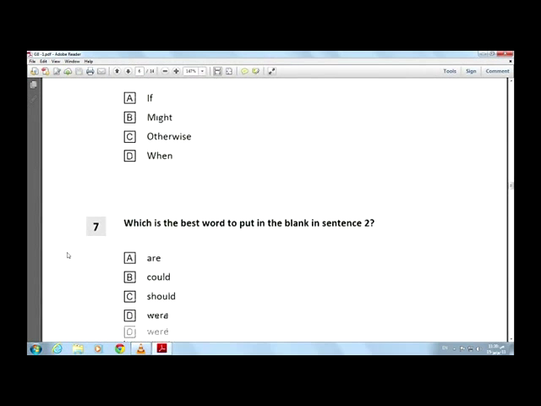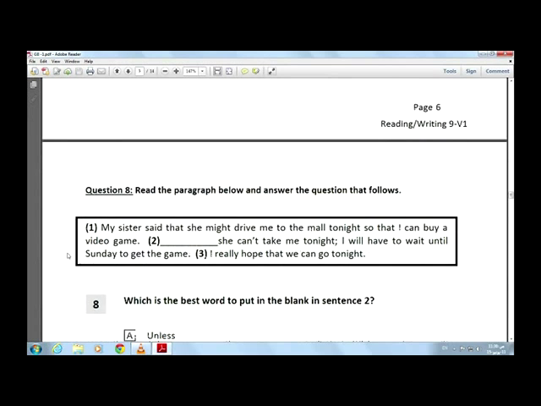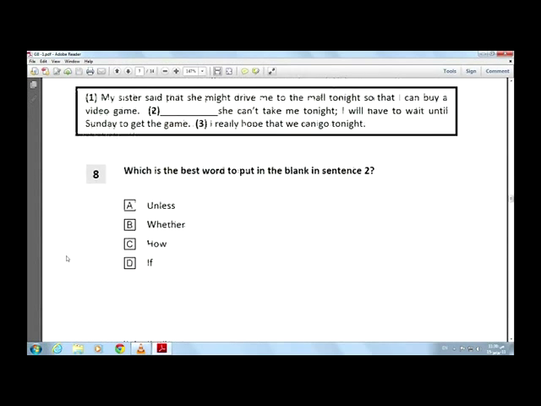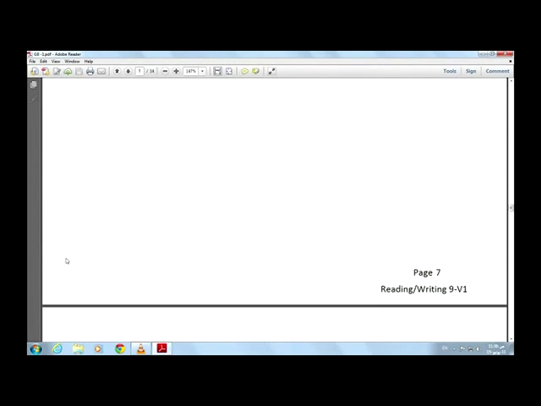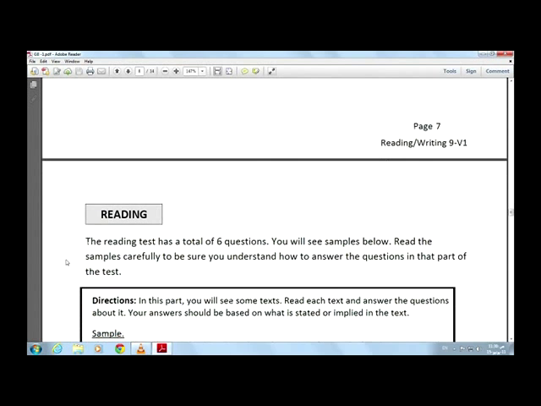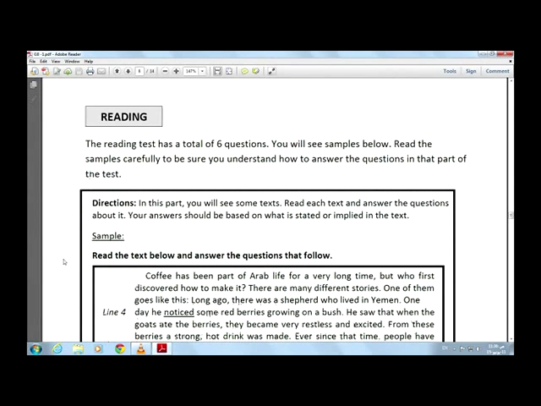After finishing these questions, as we said, we have this part with short paragraphs. This is the last one, maybe it's question number 8. Now we move to the most important part, which is reading. When you move to the reading part, first, as we said, you have to read the directions and the instructions carefully.